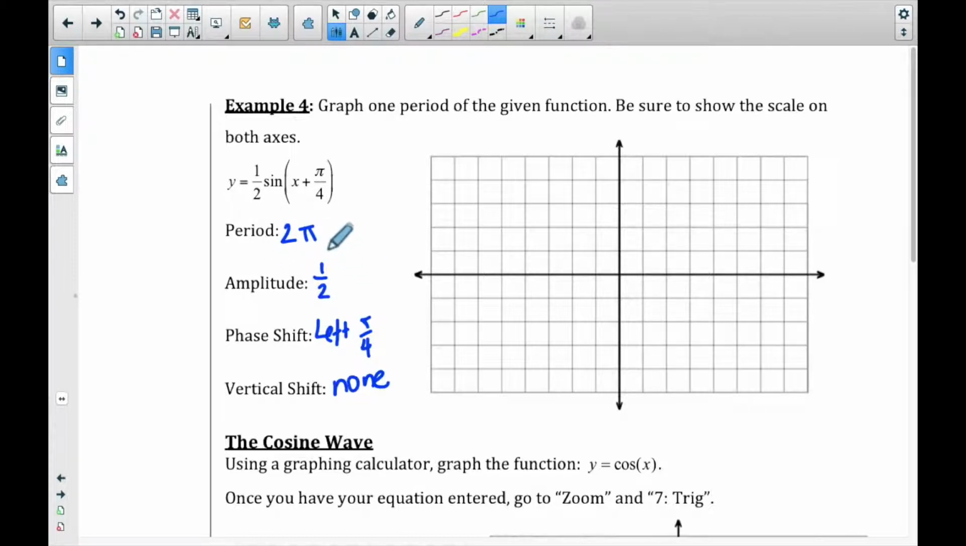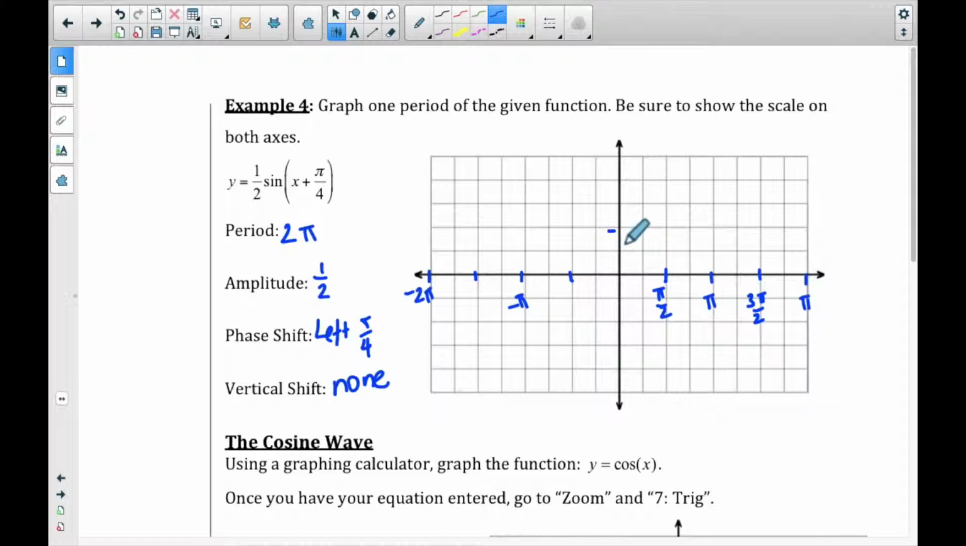All right, let's set up our x-axis. It's a 2 pi. We divide that by 4, so we're counting by halves, pi over 2s. Okay, so we've set up our x-axis by counting by pi over 2s in the positive direction and in the negative direction. Our amplitude is 1/2.